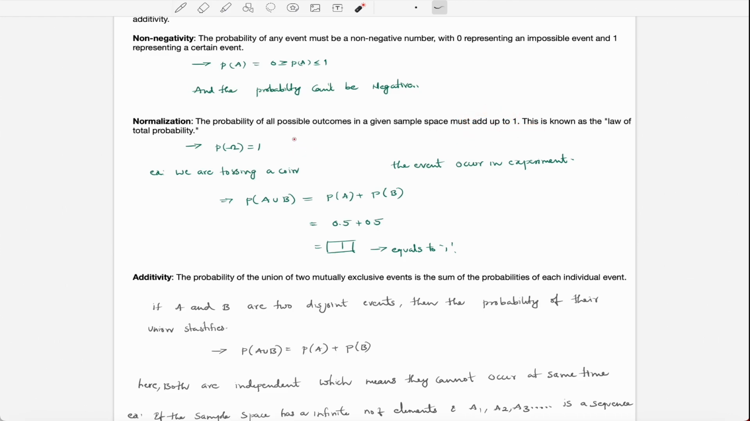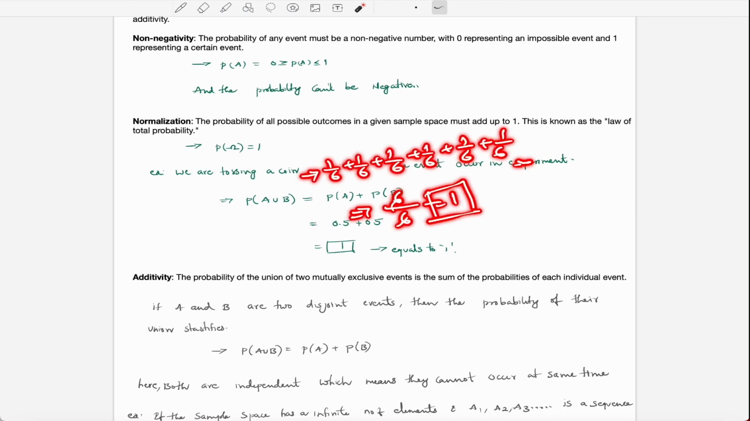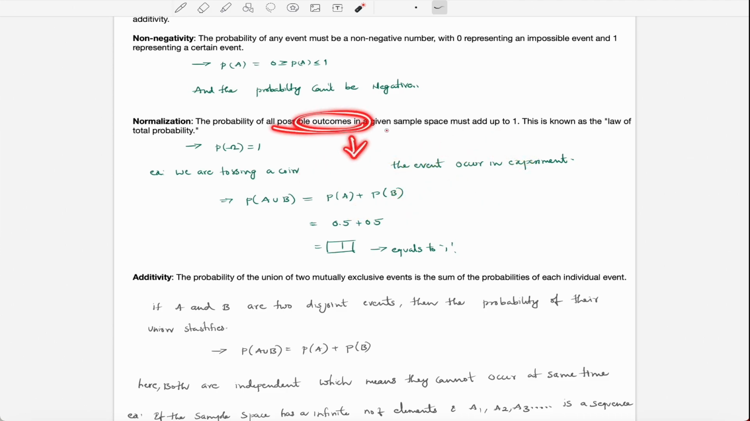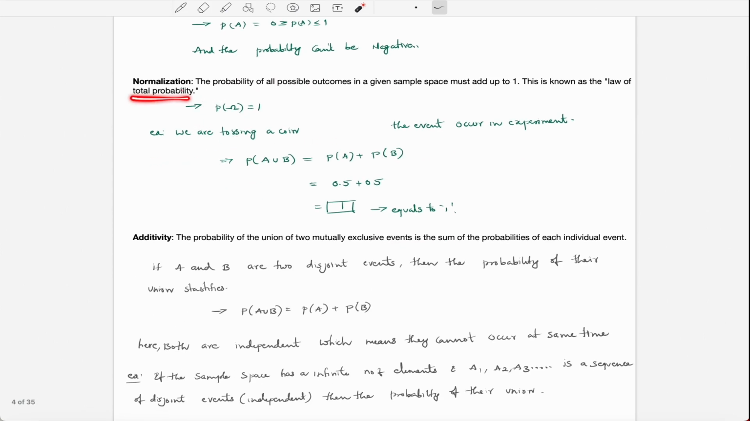I just want to give another example. Say we are rolling a die. The probability of all outcomes is 1/6 plus 1/6 plus 1/6 plus 1/6 plus 1/6 plus 1/6, right? So these are the 6 outcomes, and the total will be 6/6, which is equal to 1. I hope you have a basic intuition about this normalization: the probabilities of all possible outcomes in a given sample space sum to 1. This is the law of total probability.